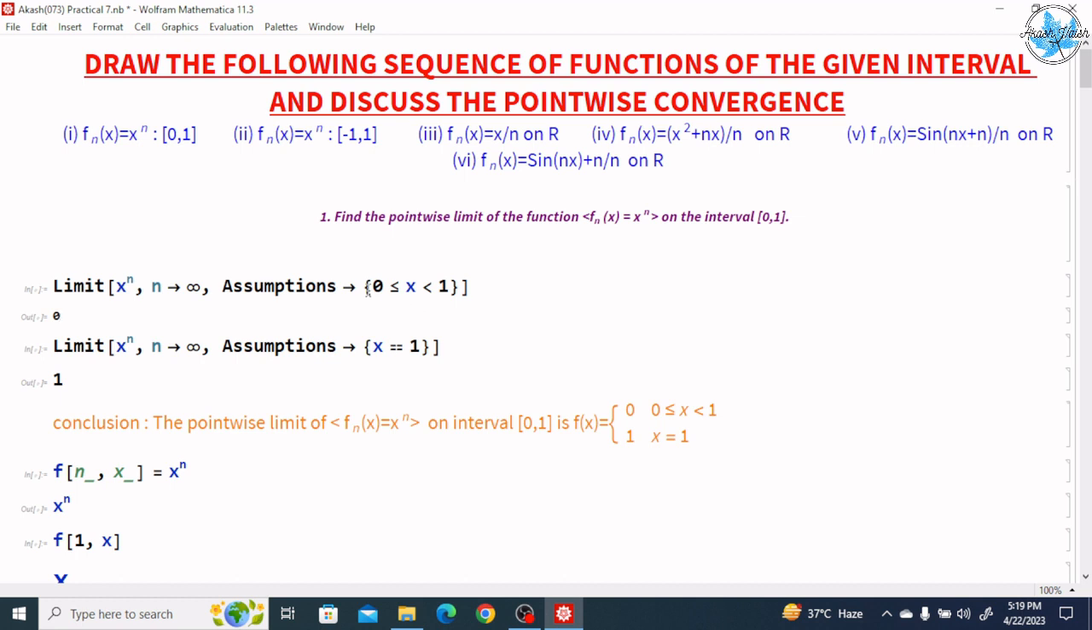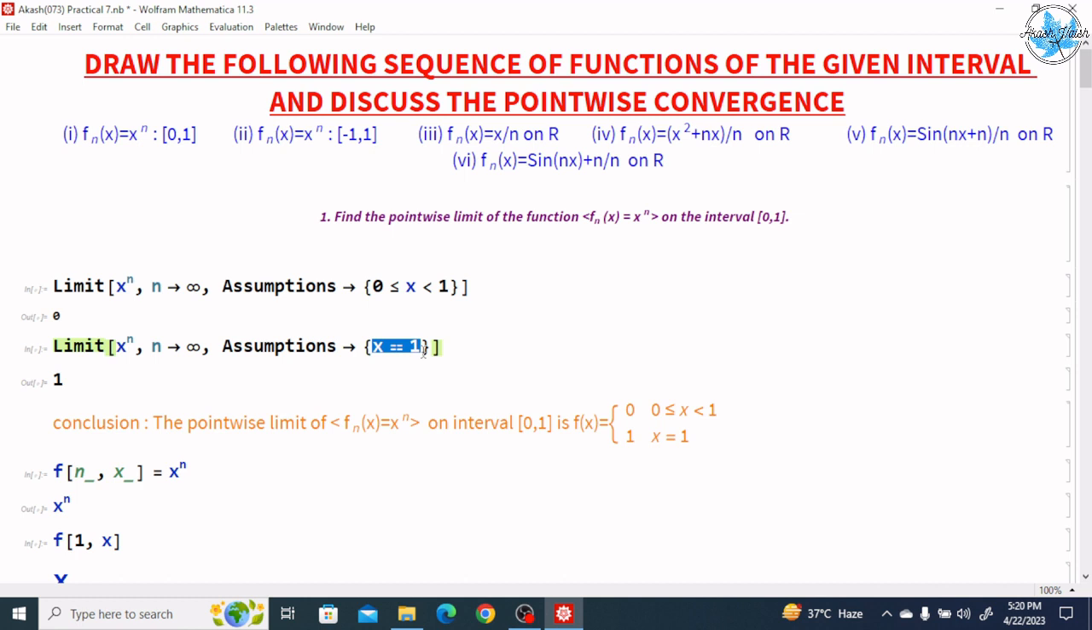So that's why I have taken x to be greater than or equal to 0 and less than 1. Then you will get the limit 0. Same, find the limit of x to the power n where n tends to infinity. Now in the assumption you have to take x equals to 1.